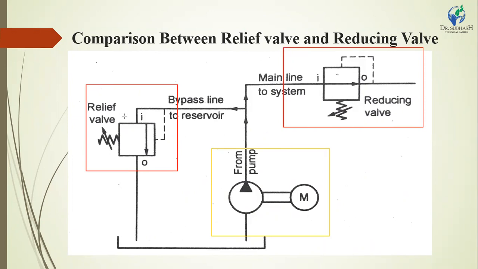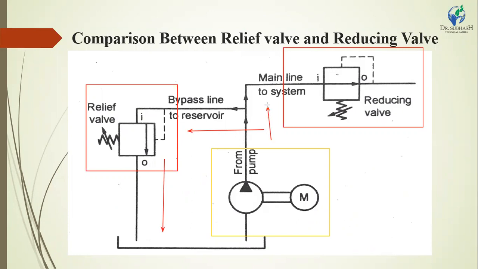The pressure relief valve is connected in parallel and the reducing valve is connected in series in a hydraulic system. The difference is that the pressure relief valve is fitted in the bypass line, or parallel, leading to the oil reservoir. Here the pressure from the hydraulic pump is passed to the pressure relief valve and returned to the hydraulic tank.